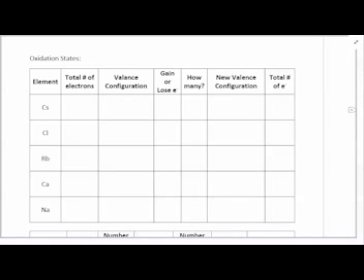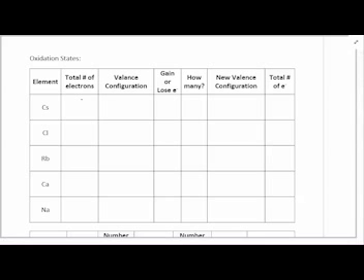So we like to take a moment to organize all of the thoughts that we just had into a table. So that's what this is. What we're going to do is determine what happens to these elements when they become ions. So the first thing we have to figure out is the total number of electrons. That's the same as the atomic number on the periodic table.